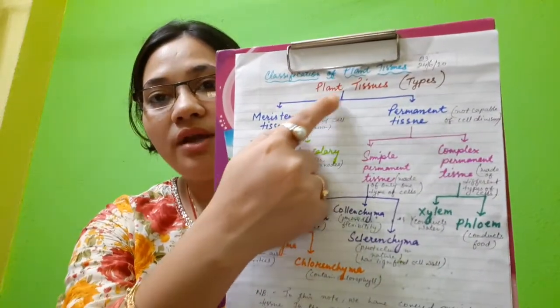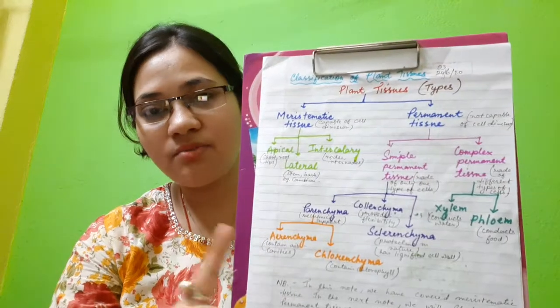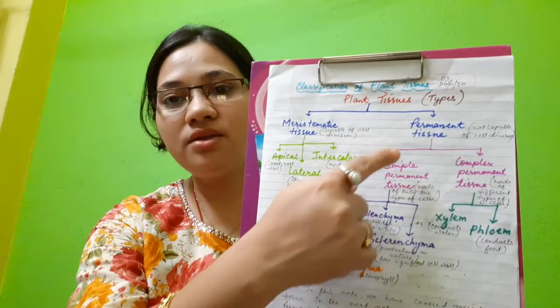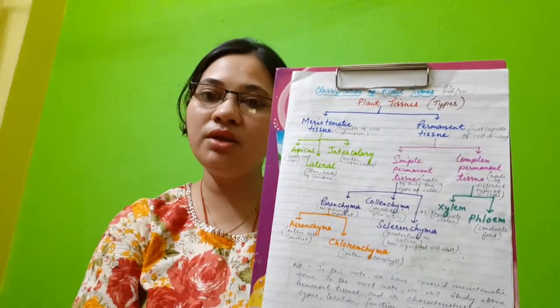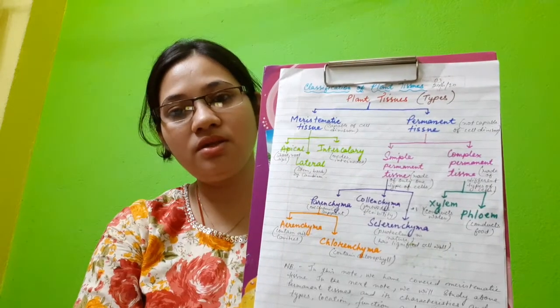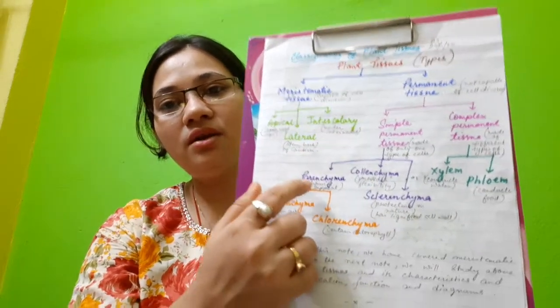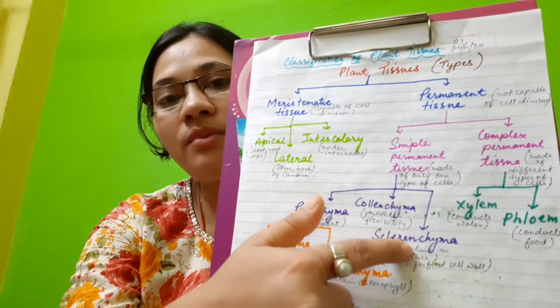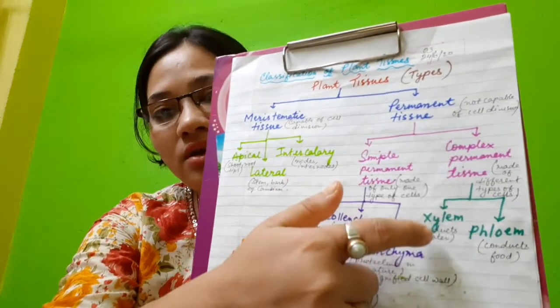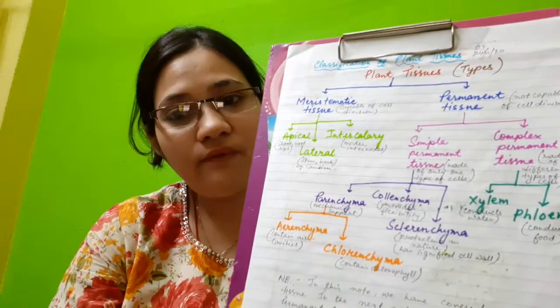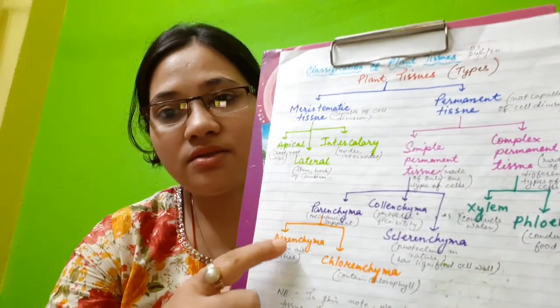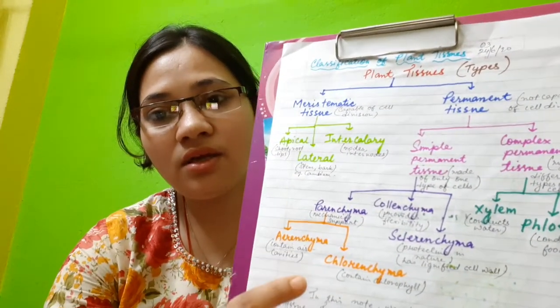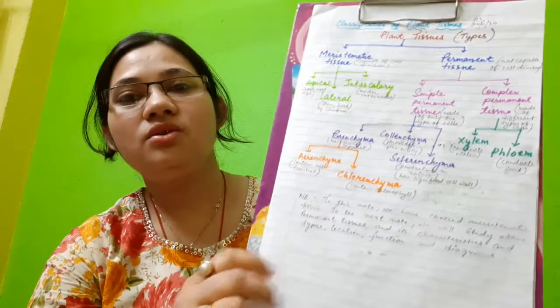Plant tissues are of two types, meristematic and permanent. Permanent tissues are again of two types, simple permanent tissue and complex permanent tissue. Simple permanent tissues are of three types: parenchyma, collenchyma and sclerenchyma. Complex permanent tissues are of two types: xylem and phloem. Again, parenchyma is of two types: aerenchyma and chlorenchyma. So this is called the classification of plant tissues.